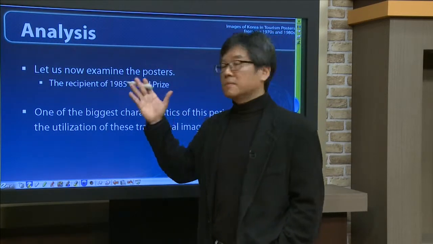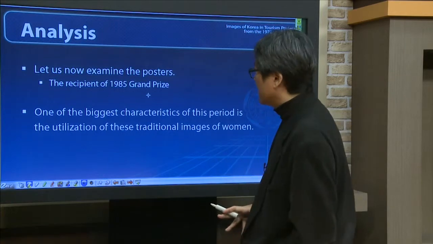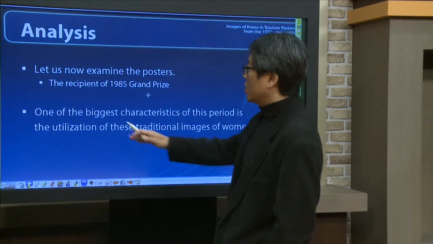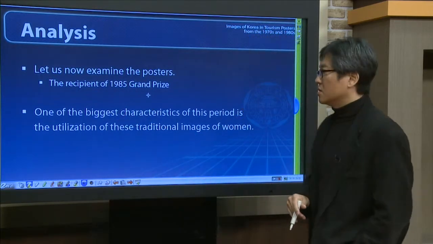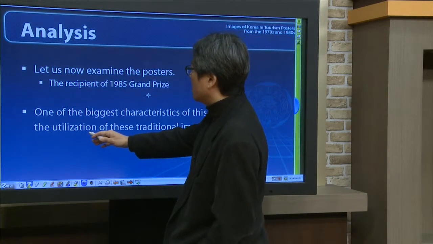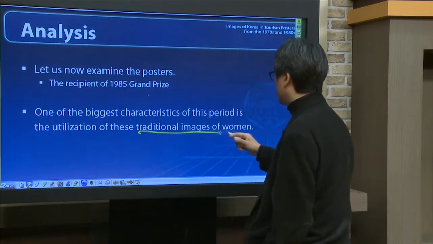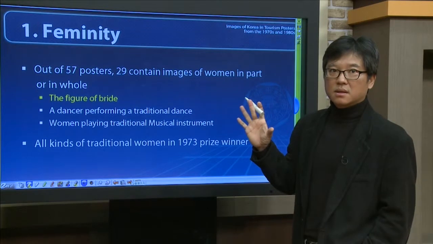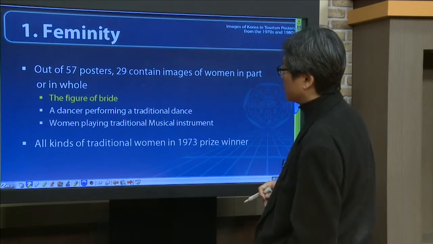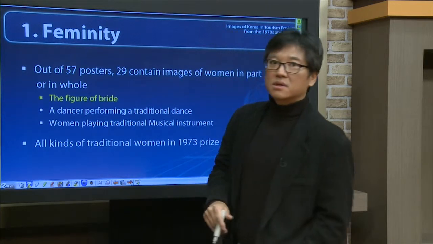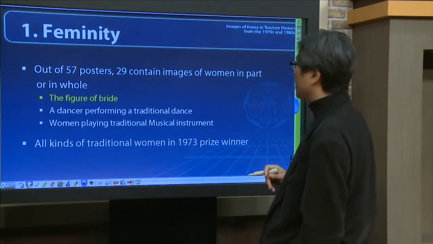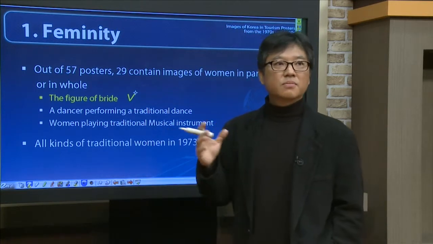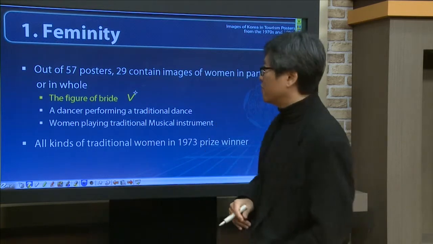And so I just showed the grand prize of 1985, but I realized after analyzing other posters at the time that one of the biggest characteristics of this period is the strong utilization of traditional images of women. Let's look at it. So the femininity, that's the very interesting characteristic. Out of 57 posters, at least 29 contain images of women in part or in whole. First, the figure of the bride. A tremendous amount of images of the figure of the bride.